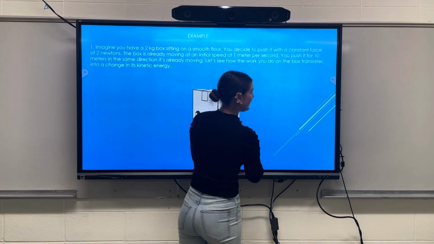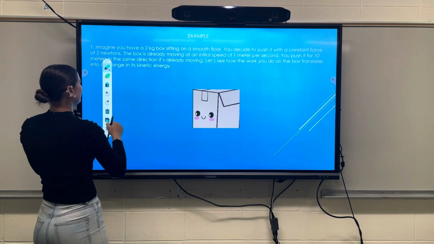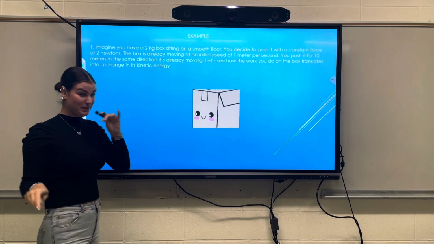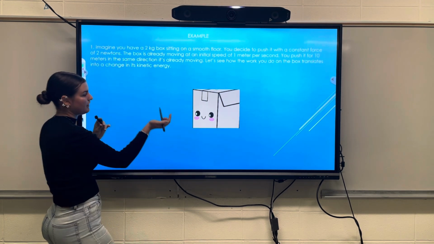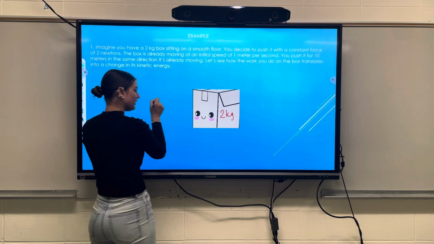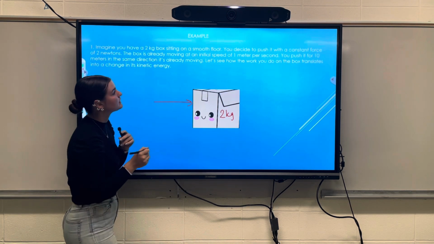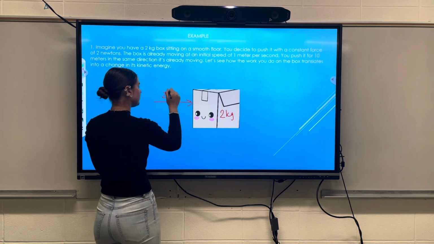And if it's not clear, we are going to make it clear with one example. What can be better than an example? Okay, so let's do it. Here, I made an example. We're going to think that we have a box of 2 kilograms, and we have a force applied on this box, and the force equals 2 newtons.